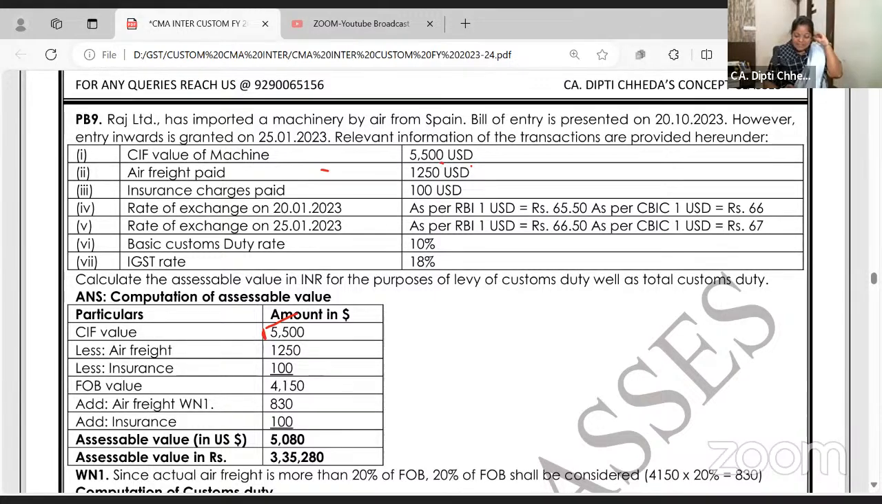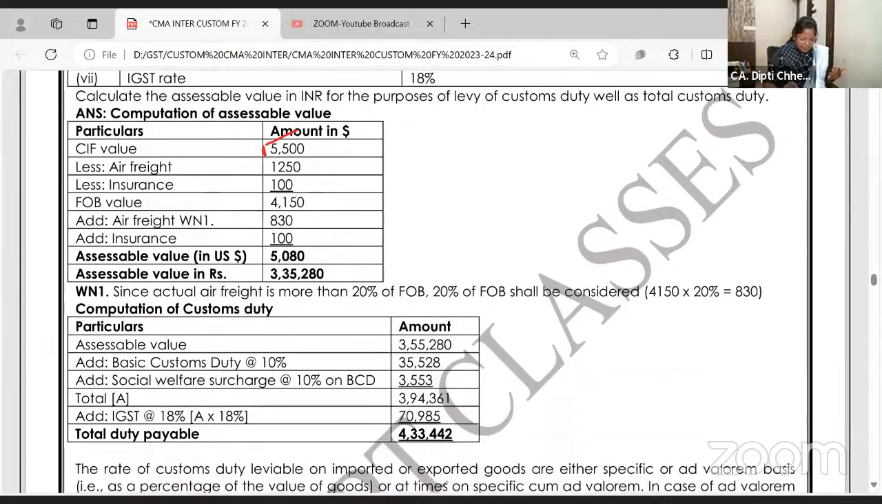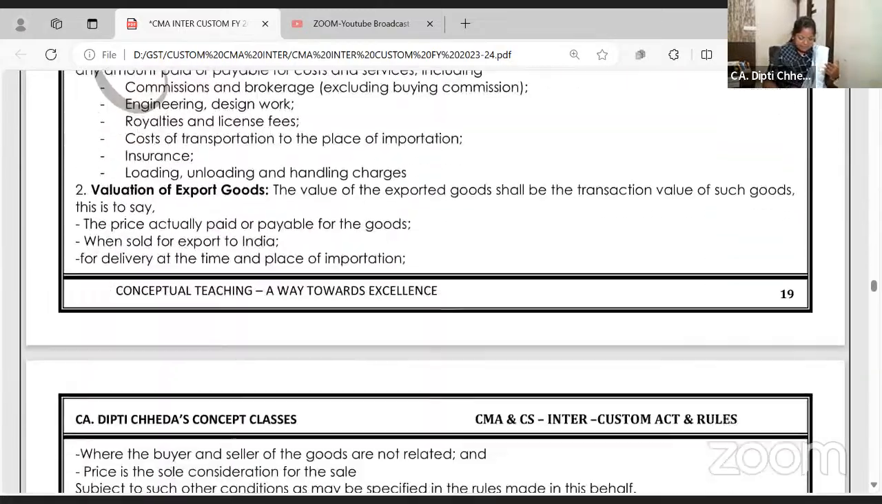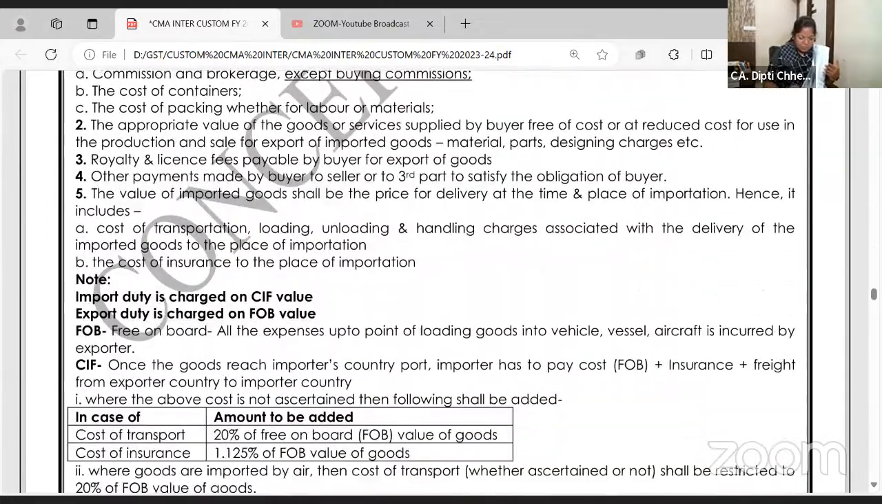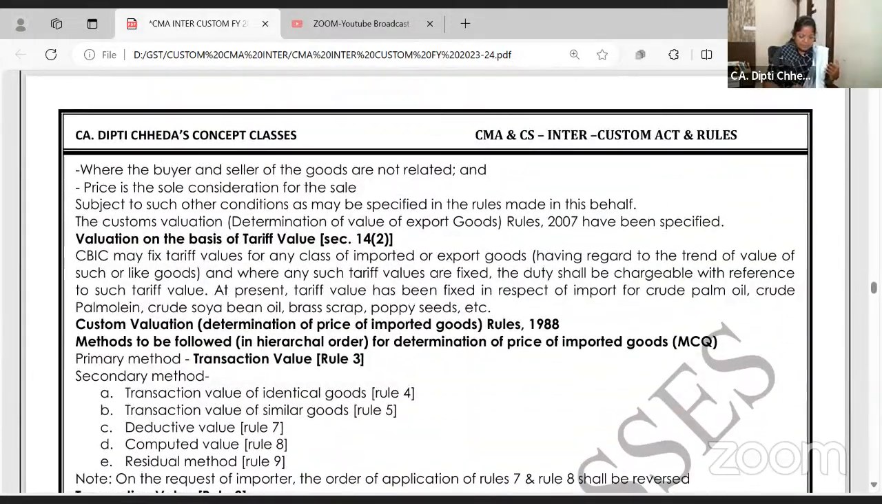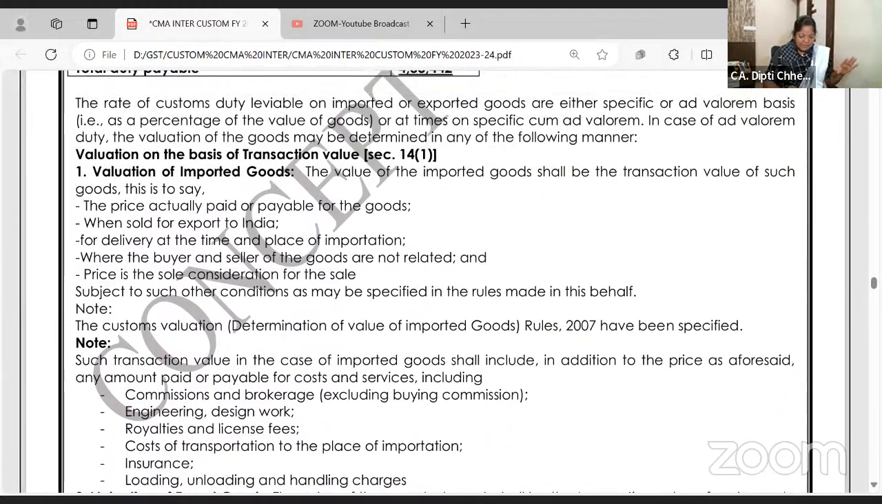CIF value of the machine is $5,500. Air freight paid. Okay. Now CIF is included of the airfare. This question from later has come up here. Whenever it is airfare, airfare cannot exceed 20% of the assessable value. I think before we do this problem, I will have to teach you these points. Keep the 9th problem pending, it will all come in theory. Let us do more problems. The 9th problem is pending. Let me do the validation, then I will take it up.